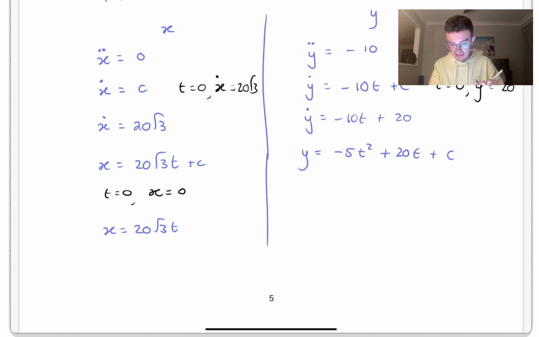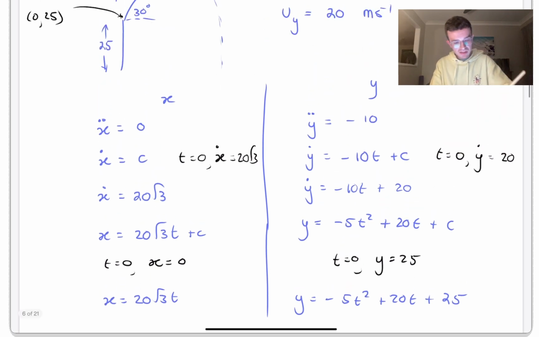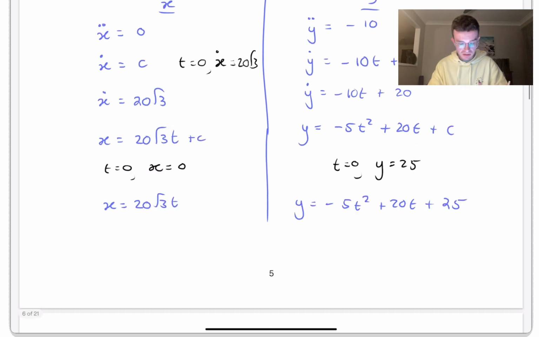We don't need to integrate the other side again, we already have, but when t is equal to 0, y is equal to 25. So that means that constant c is 25. So y is minus 5t squared plus 20t plus 25. Now we've just formed 6 equations of motion, 3 in the x direction and 3 in the y direction, and we're going to use these to answer some questions.